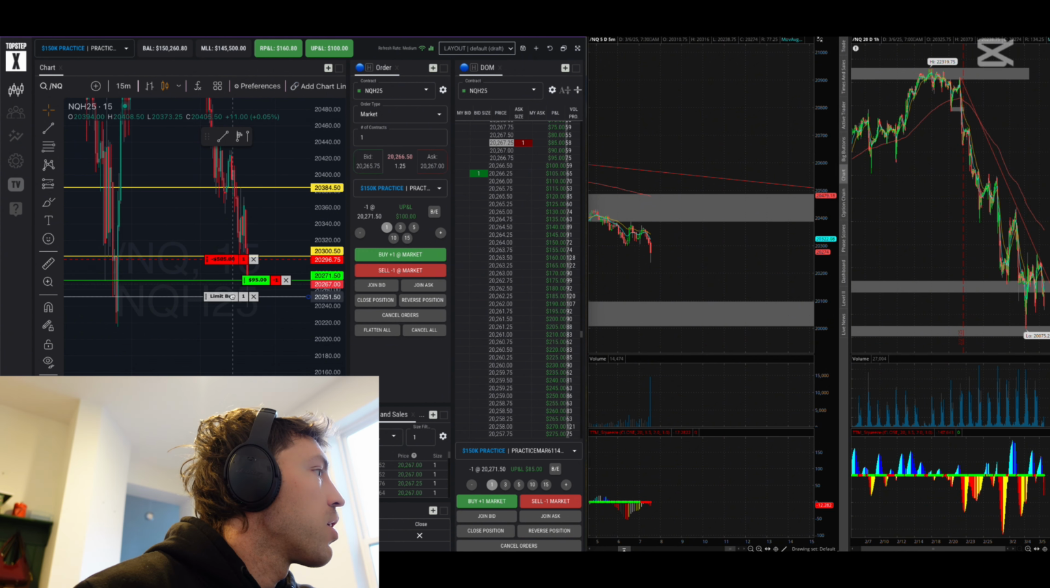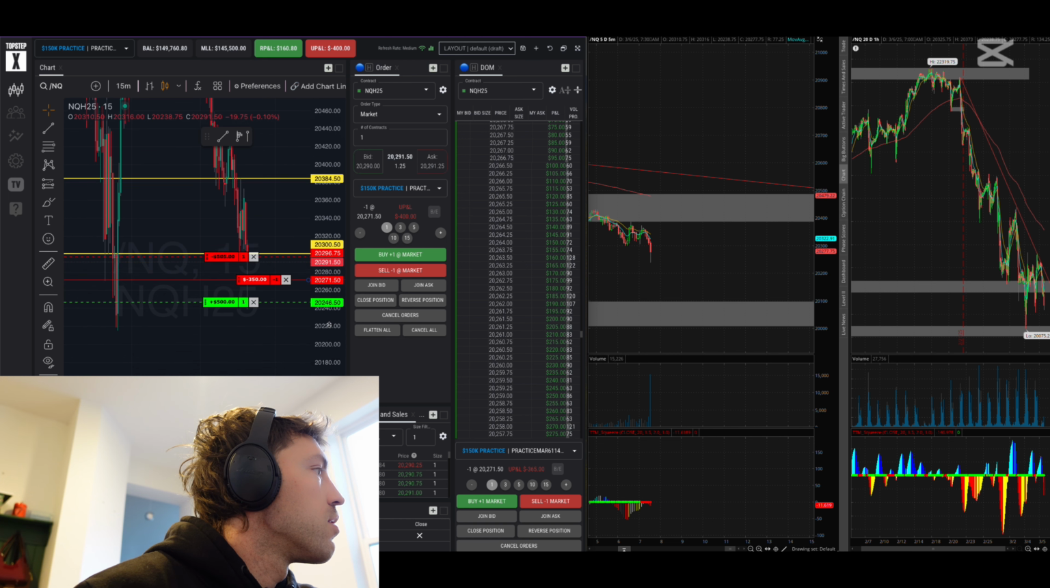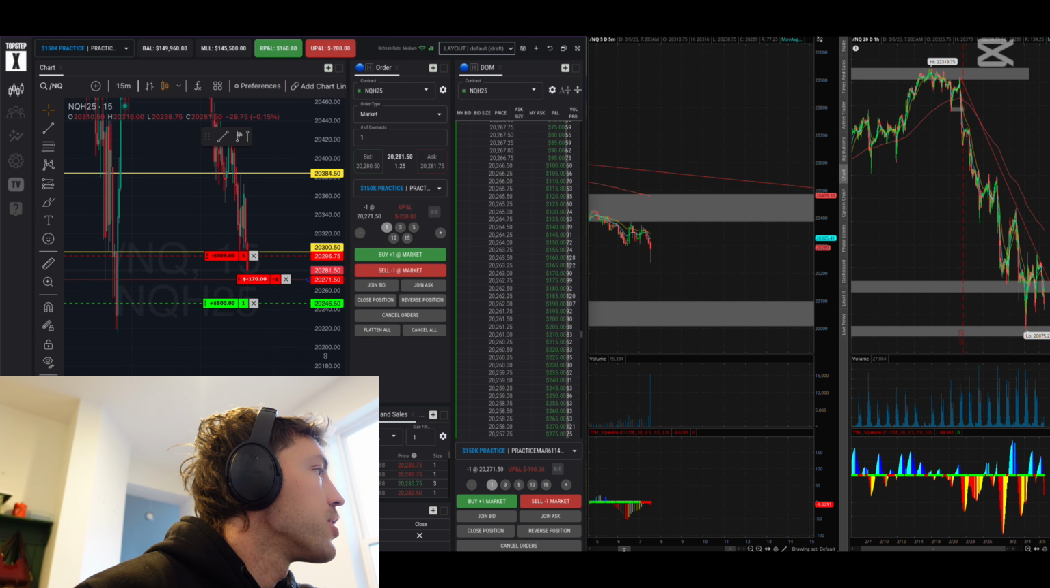So you can move your take profit wherever you want. I think as a beginner, having a 10-point take profit is awesome. If you want a 1-to-1 take profit, you can drag like this, and then you have 500. So this is a 1-to-1 risk to reward ratio. So I'm risking $500 to make $500.